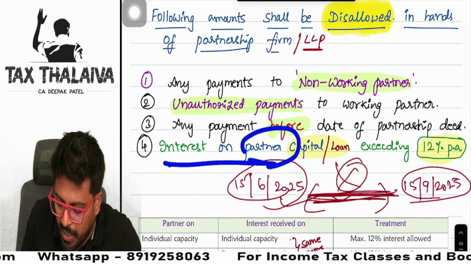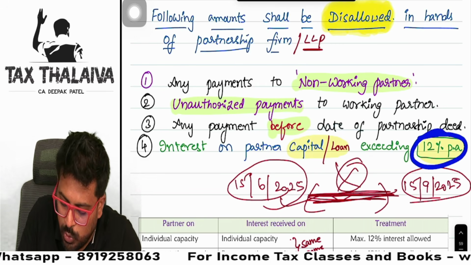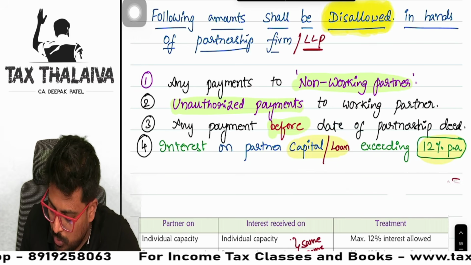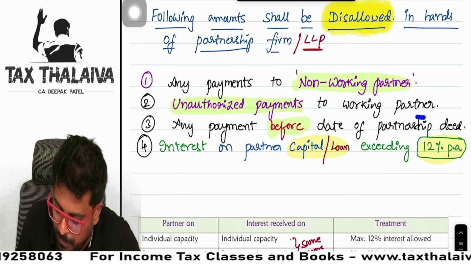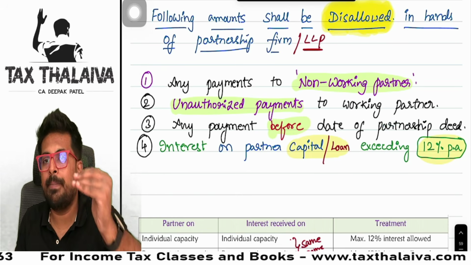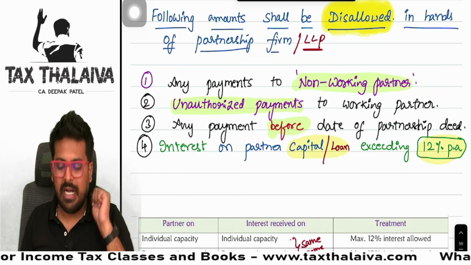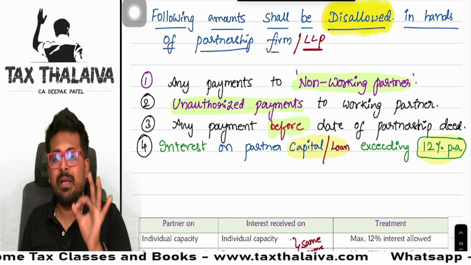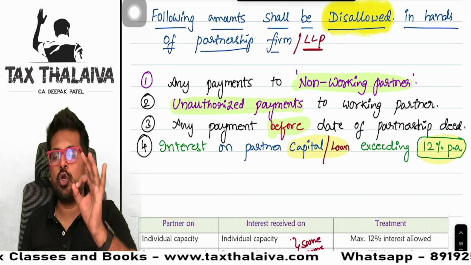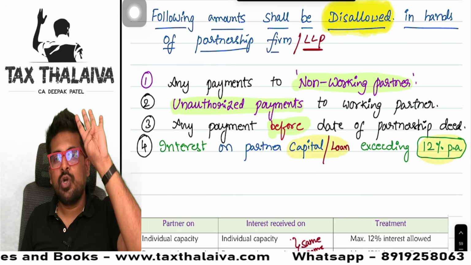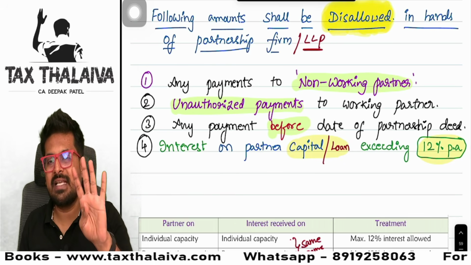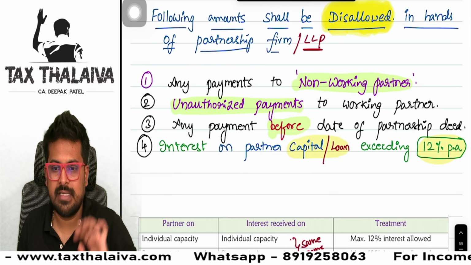And interest on partner capital or loan exceeding 12% is also not allowed. So if you make any interest payment to a partner exceeding 12% per annum, it is not allowed. Let's say, for example, the firm pays 16% per annum as interest on the capital contribution of a partner. Only 12% is allowed. The 4% excess interest is totally disallowed.